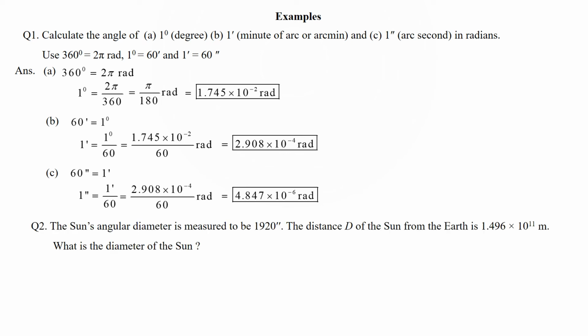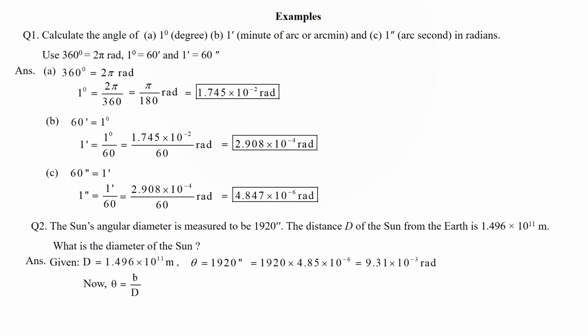Question number 2, the sun's angular diameter is measured to be 1920 arc second. The distance D of the sun from earth is 1.496 into 10 to the power of 11 meter. What is the diameter of the sun? So capital D is given, theta is given. We converted theta into radians. Now we know theta is equal to b by D, or we can say b is equal to theta times D. We put all the values and we get 1.393 into 10 to the power of 9 meters.